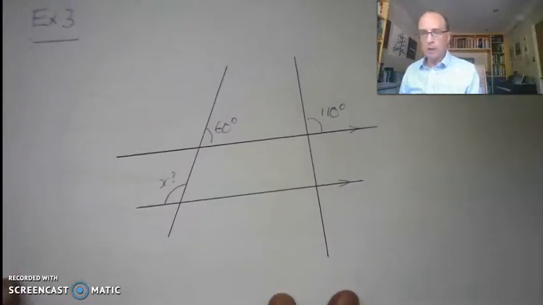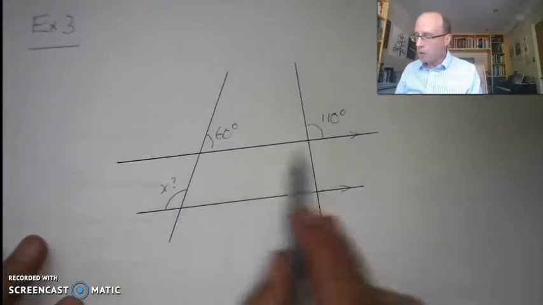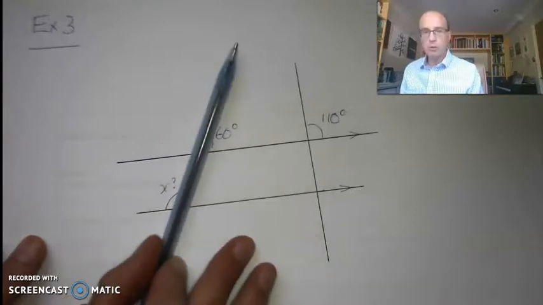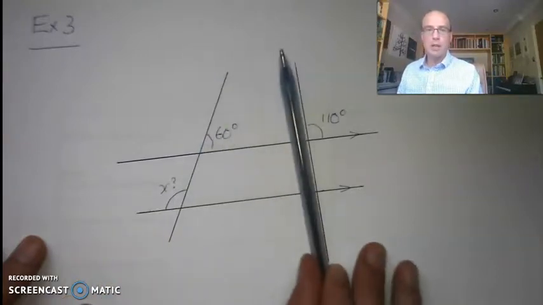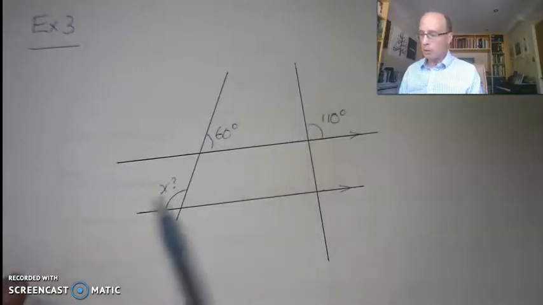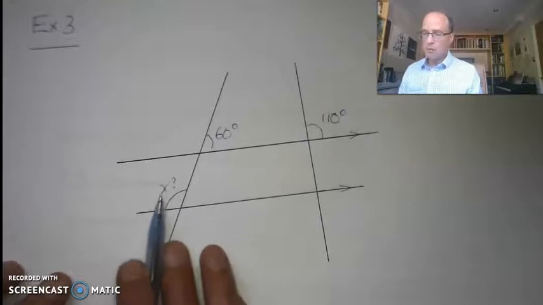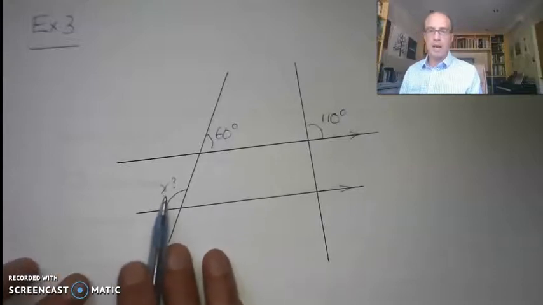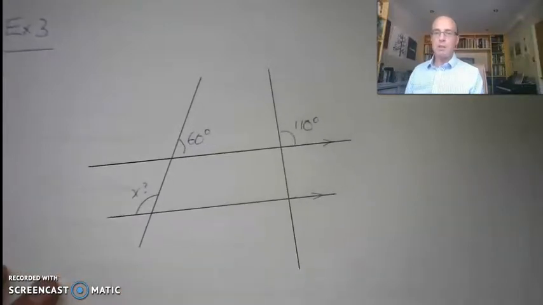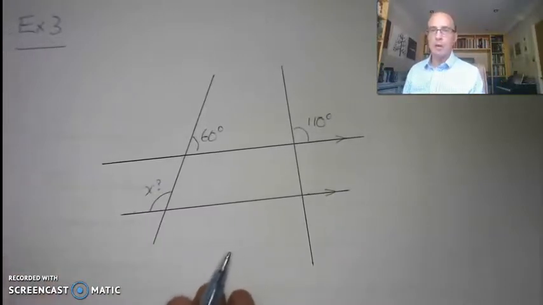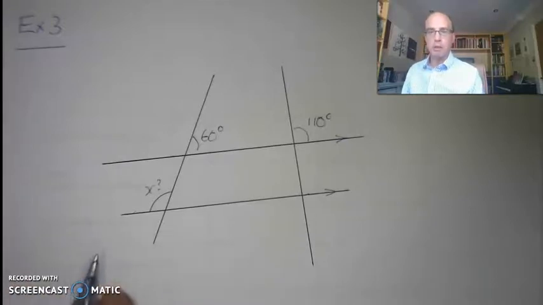Okay, final example. I've got 2 parallel lines. I've got 2 transversals, so I've got the first one here and the second one here, and I know 2 angles for those. I've got 60 degrees and 110, and I'm trying to find this angle down here at x. It's a classic question that's trying to sucker you into making a mistake, so it's a little bit cruel, but once we've had a look at it, it should be a little bit obvious what they're trying to do.